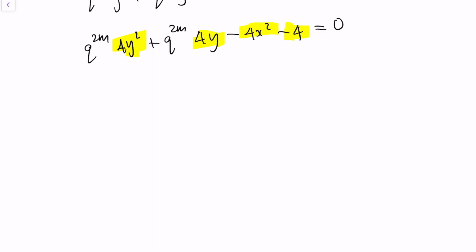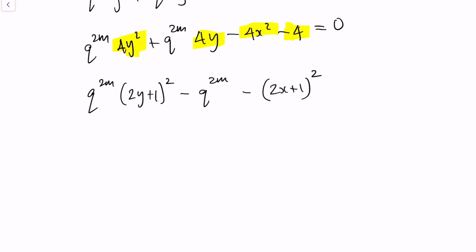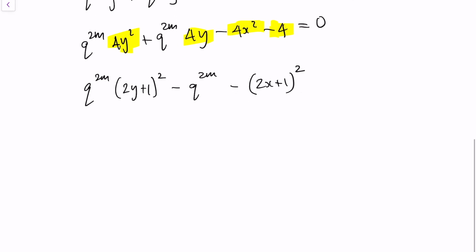So let's go ahead and write it. We can write it as q to the power of 2m times 2y plus 1 squared. Now that will give us the first two terms, but it will also give us an extra plus q to the 2m, so we do minus q to the 2m here. And then we say minus 2x plus 1 squared. That will give us 4x squared plus 4x plus 1, but then you're multiplying by a minus, so it will be minus 1, therefore we want to add plus 1, equal to 0. So we haven't changed anything.